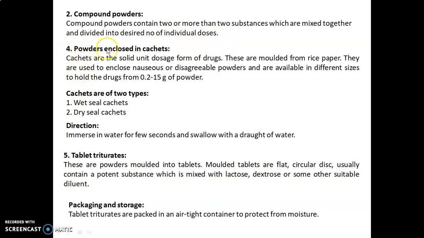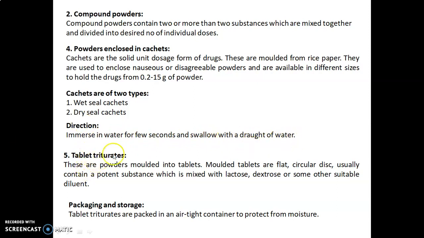Fourth one, that is powders enclosed in cachets. Cachets are the solid unit dosage form of drugs. These are molded from rice paper. They are used to mask nauseous or disagreeable powders and are available in different sizes to hold drugs from 0.2 to 15 gram of powder. Cachets are of two types, that is wet seal cachets and dry seal cachets. Direction for this is: immerse in water for a few seconds and swallow with a draught of water.